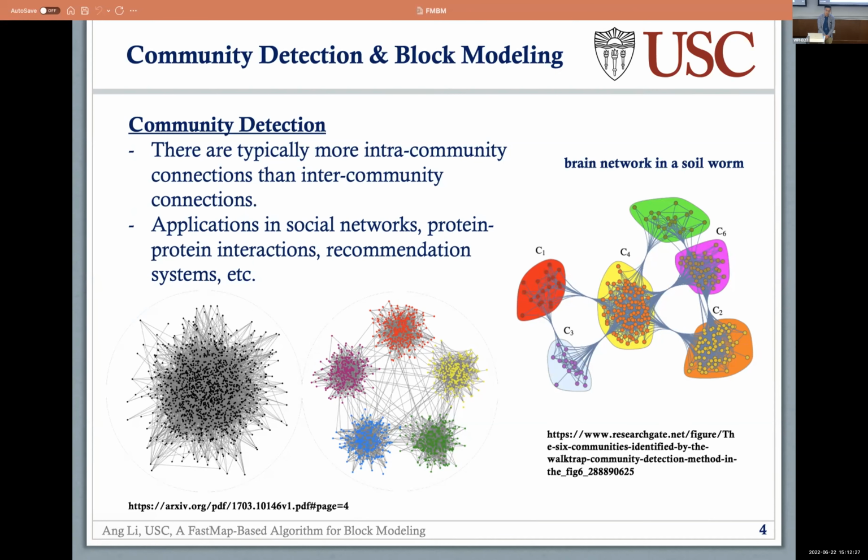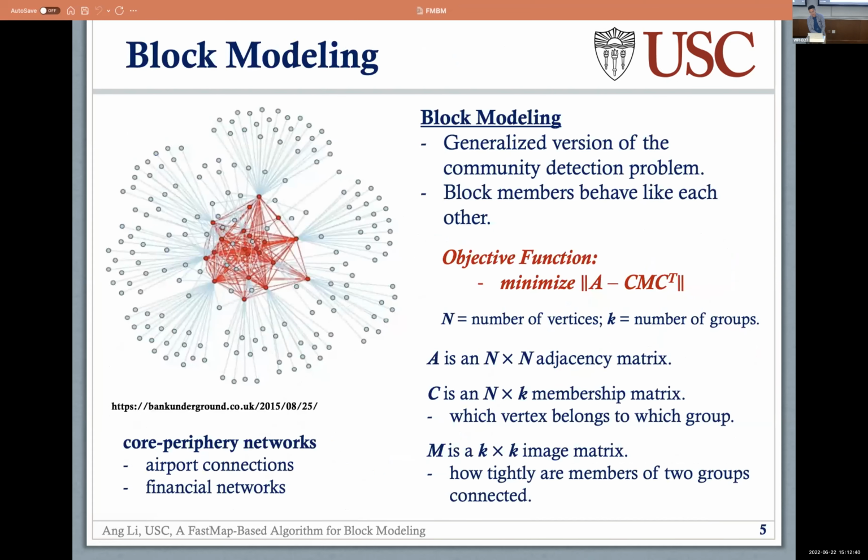However, community detection doesn't always work well in some general cases because it's not always true that the intra-community connections are more than the inter-community connections. In this case, we will use block modeling. Block modeling is a generalized version of the community detection problem. It uses more general criteria where community detection fails, and within each block, the block members behave like each other.